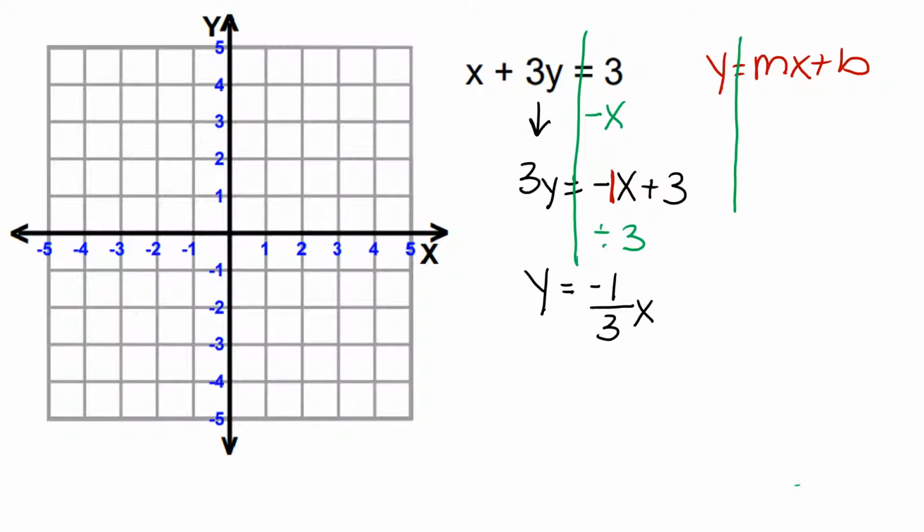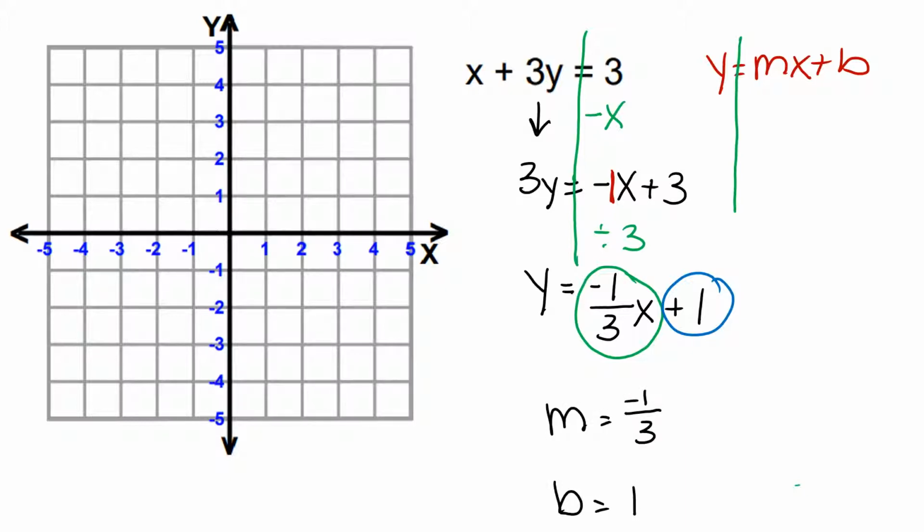Then we can go ahead and divide the other number. Positive 3 divided by 3 is going to give us a positive 1. Now the equation is in y equals mx plus b form. The m and the x are side by side in the front, and the plus b is at the end. Our m value is a negative 1/3, and our b value is a positive 1.